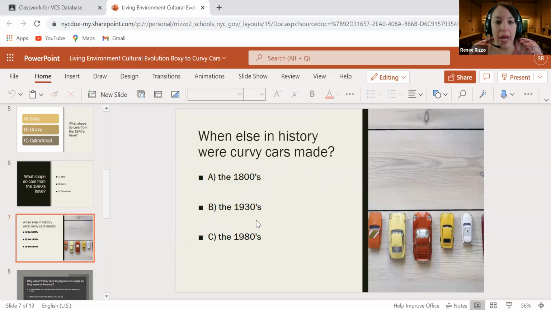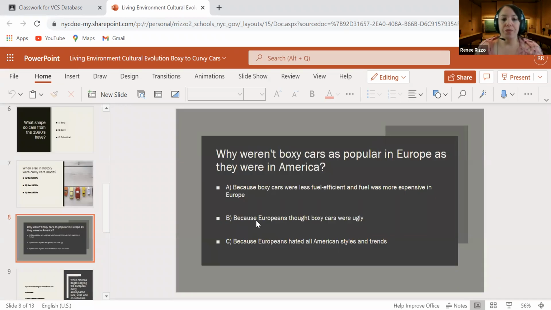So, when else in history were curvy cars made? They made the point in the video that the 1990s was not the first time in history that we saw curvy cars on the road. They had come back from a previous era. So, the choices are A, the 1800s, B, the 1930s, or C, the 1980s. The correct answer here being B, the 1930s.